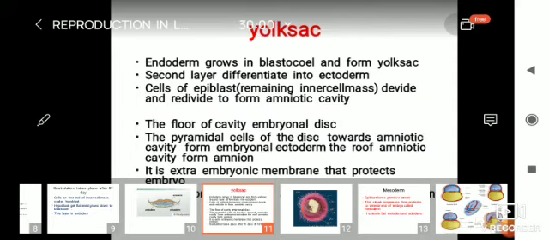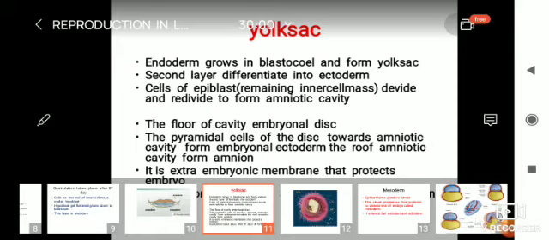I shall again explain. Endoderm. Some of the cells of the embryonal knob at the free end grow into the blastocoel and form the yolk sac. Yolk sac means what? They provide nutrition to the developing embryo.